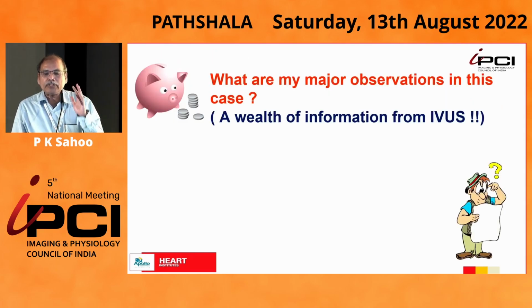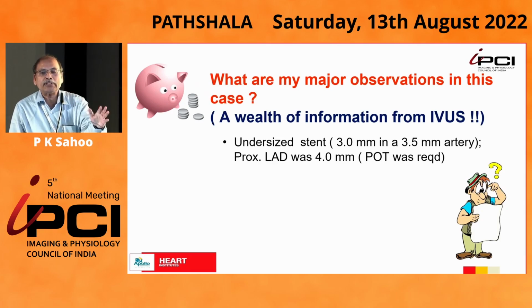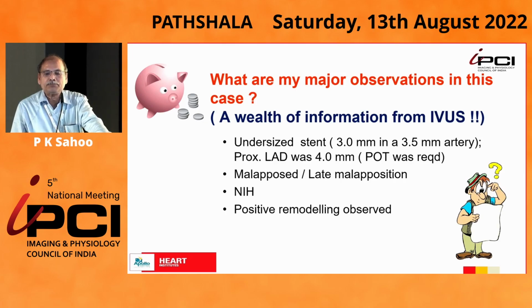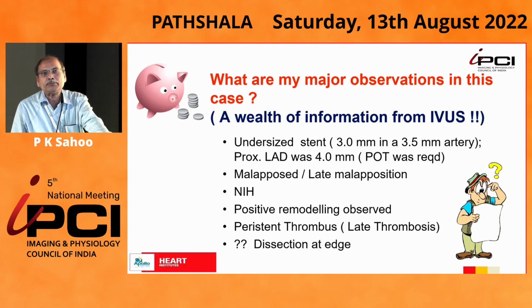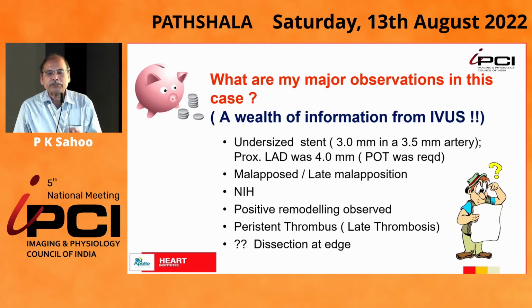So we have a wealth of information from the IVUS that has been given, which we can correlate with the angio. Number one, there was an undersized stent, 3 millimeter in a 3.5 millimeter artery. The proximal LAD was 4 millimeter. POT was required. I was not sure what had been done in the initial procedure. There's a malapposition or a late malapposition. There's NIH. There is positive remodeling observed. There's persistent thrombus, that is a late thrombosis, and possibly a small dissection at the edge.